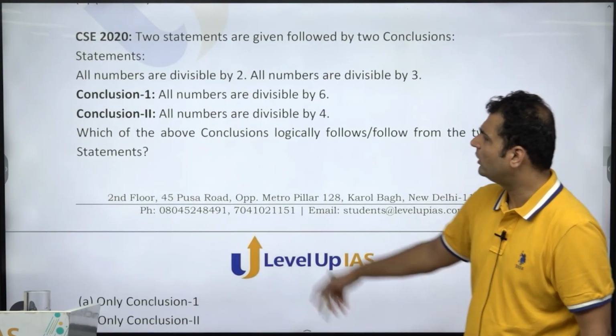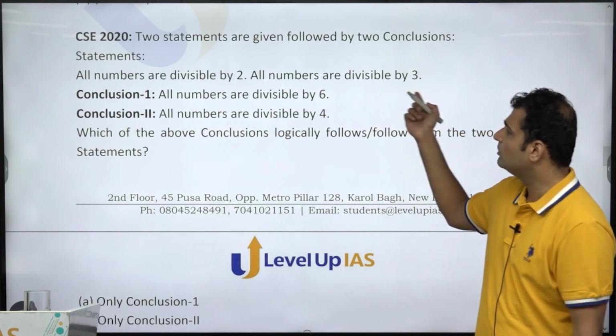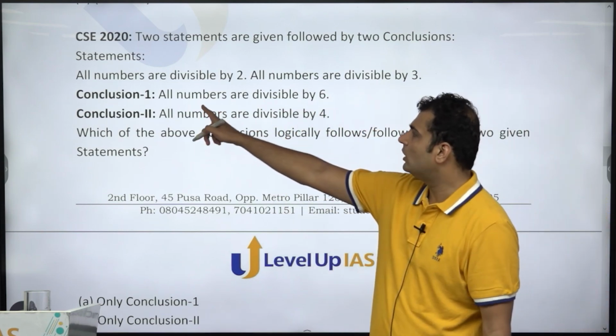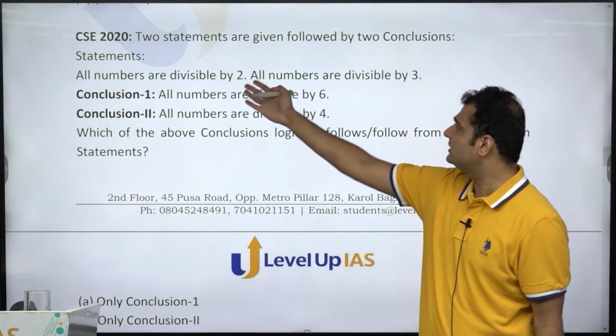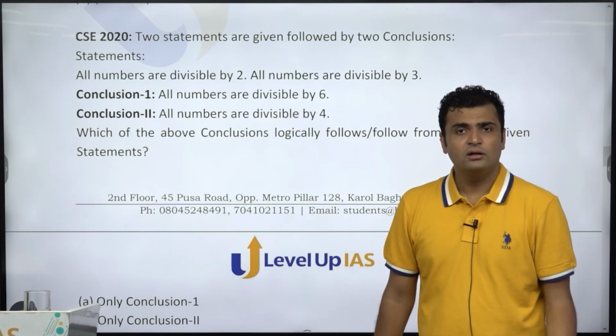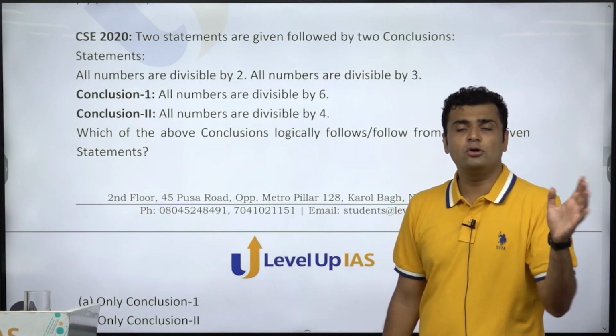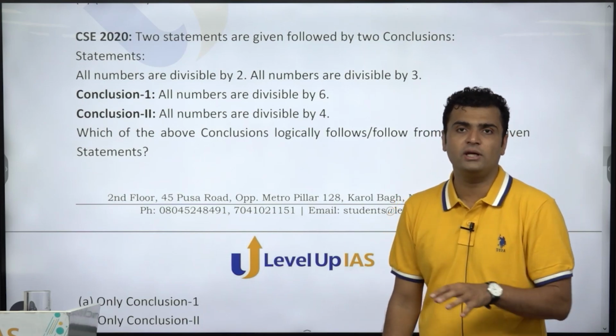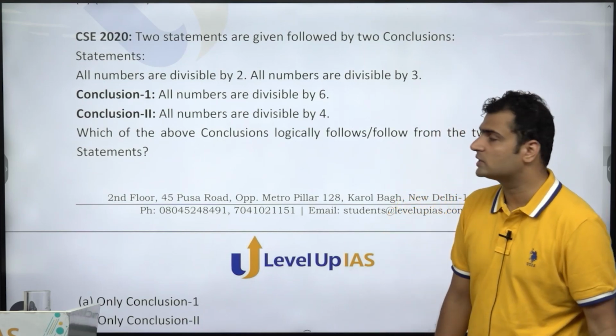ये भी देखो बहुत सिंपल है. ऑल नंबर्स आर डिविजिबल बाय 2, ऑल नंबर्स आर डिविजिबल बाय 3. ये दिया है हमें, it is given. Conclusion 1, all numbers are divisible by 6. Yes, 2 and 3 से divisible है तो 6 से भी होगा. We have seen because 6 is equal to 2 into 3. 2 से भी है, 3 से भी है तो 6 से भी होगा. Because 2 into 3 is prime factorization of 6.